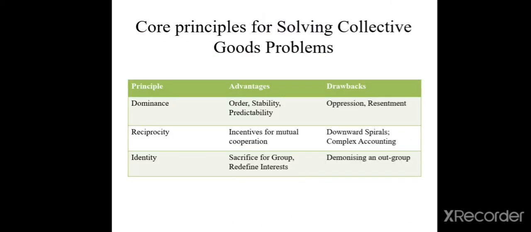In the international system, first we can solve collective goods problems through dominance. Dominance is the principle which solves collective goods problems by establishing a power hierarchy, by maintaining the power hierarchy in the international system. So you have a hegemonic power or superpower in the international system. Right after the Cold War, the USA became the superpower and the hegemonic power, and it became the dominant character in the international system.